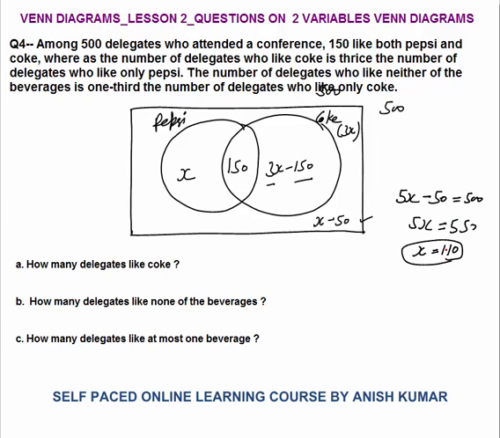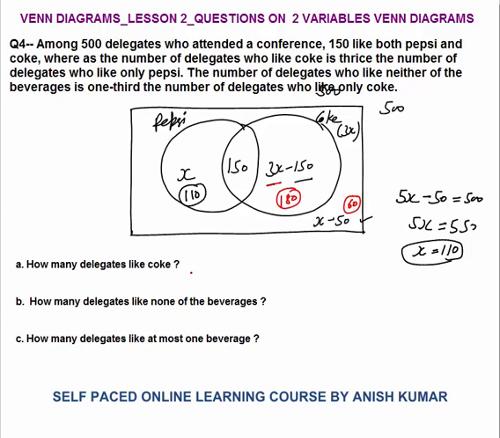So you got the x value as 110. So this value will be 110. I'm making it with a different color. This value is 3 into 110, 330 minus 150, which is equal to 180, and this will be equal to 110 minus 50, which is 60. Total must be equal to 500. Now you can easily solve the questions.